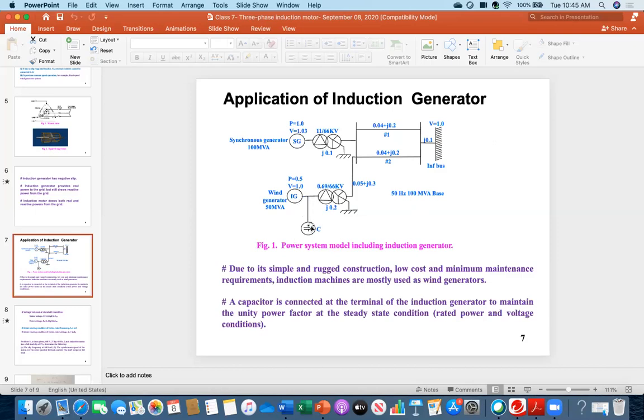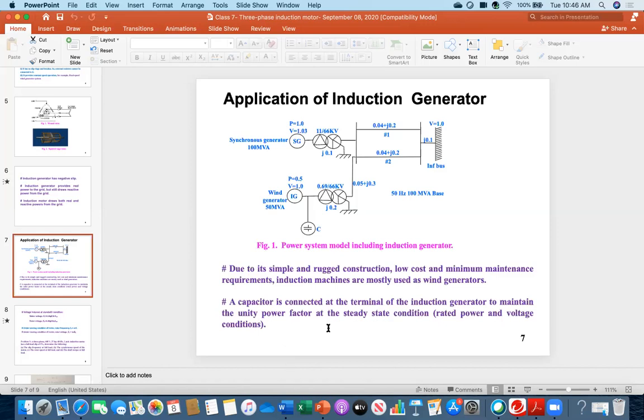You must connect a capacitor at the terminal. Therefore, everybody concentrate on this portion. If you have an induction generator, then you must have a capacitor. And see the last bullet I have written: a capacitor is connected at the terminal of the induction generator to maintain the unity power factor at steady state, rated power and voltage condition.